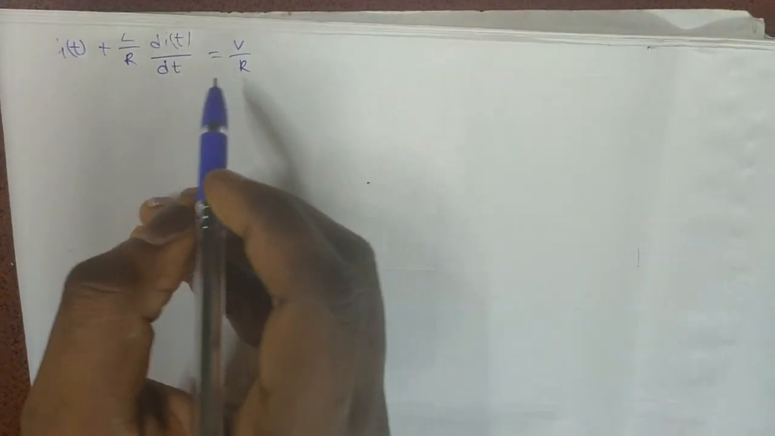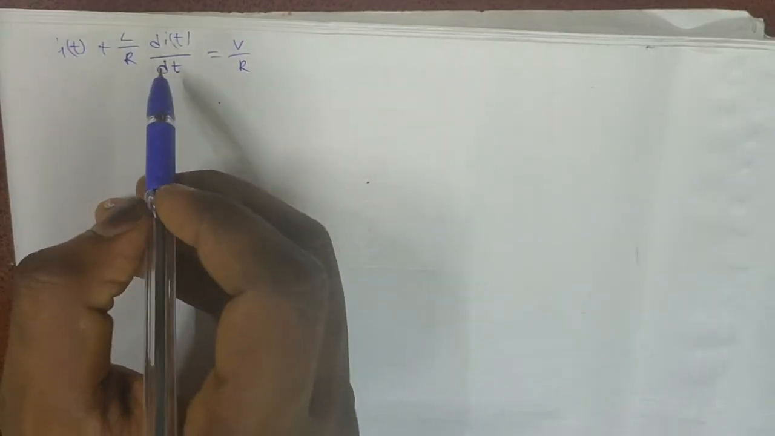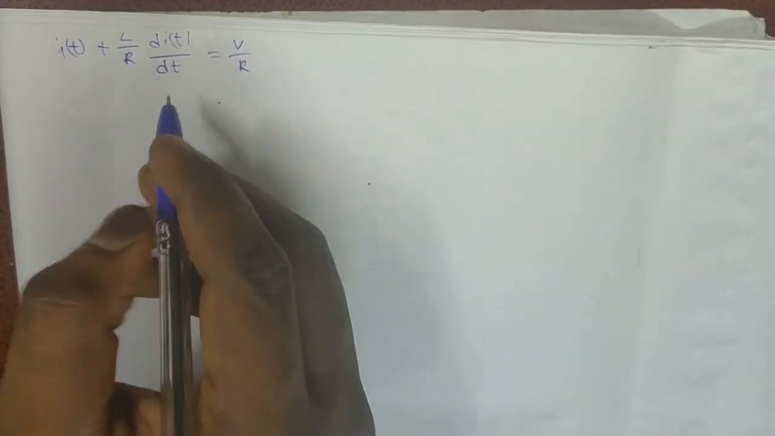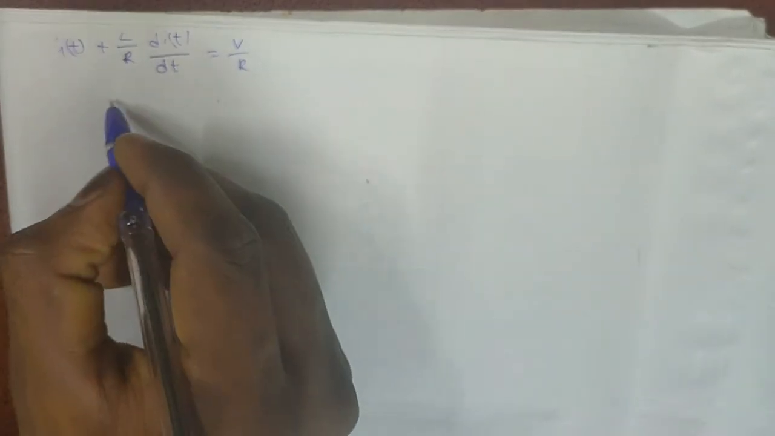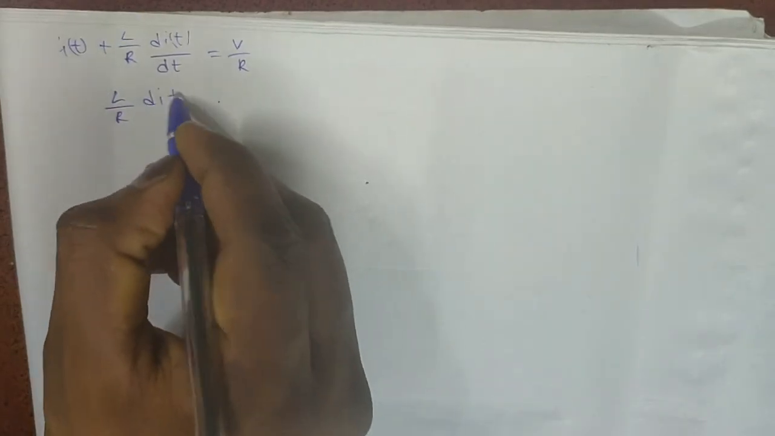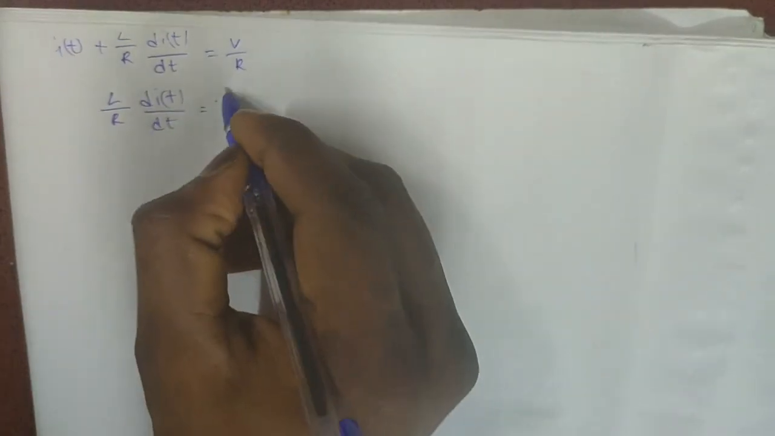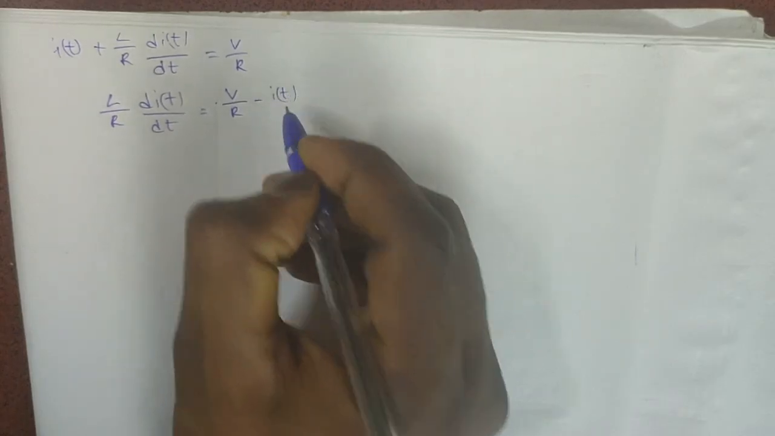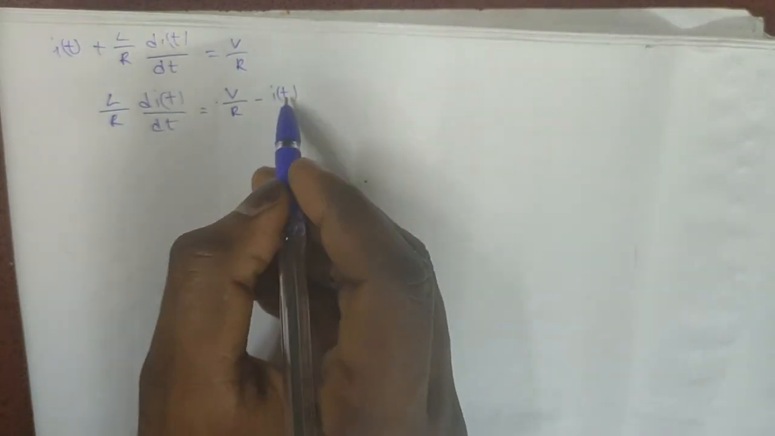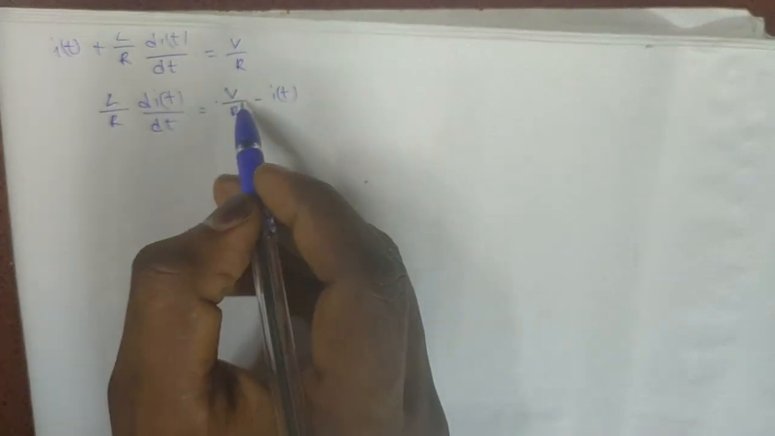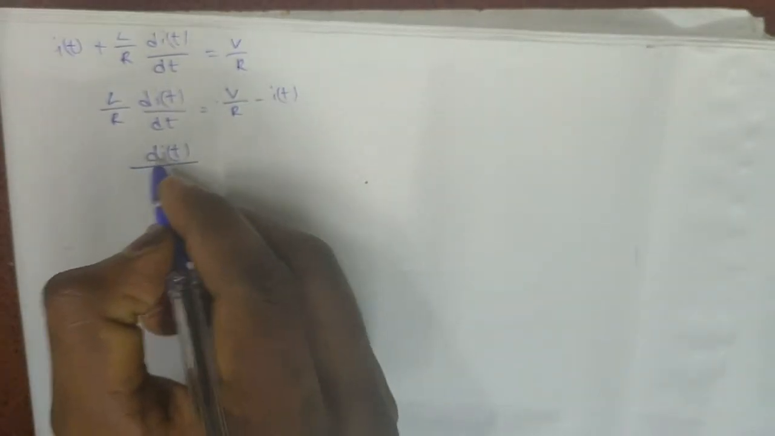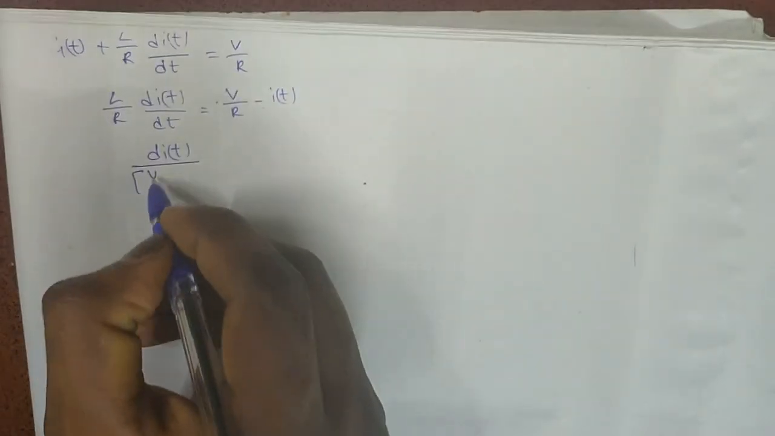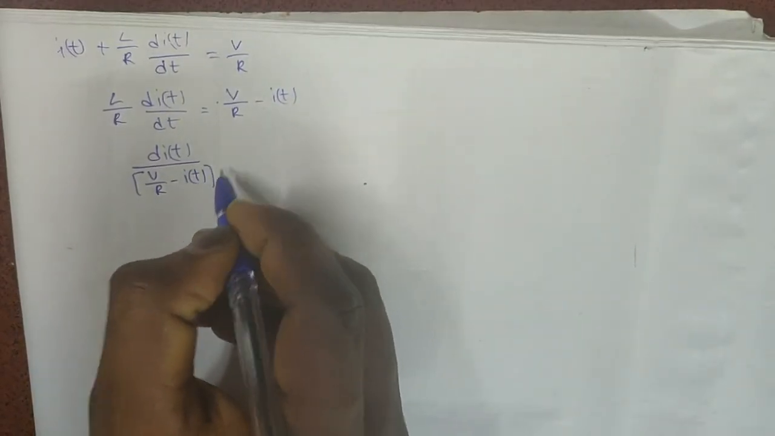Now we will put all I of t terms on one side and the remaining terms on the other side. To do that, L by R di of t by dt is equal to V by R minus I of t. Now we move all the I of t terms to this side, and the remaining L by R into dt we put on the other side. So di of t remains the same, and V by R minus I of t comes down.